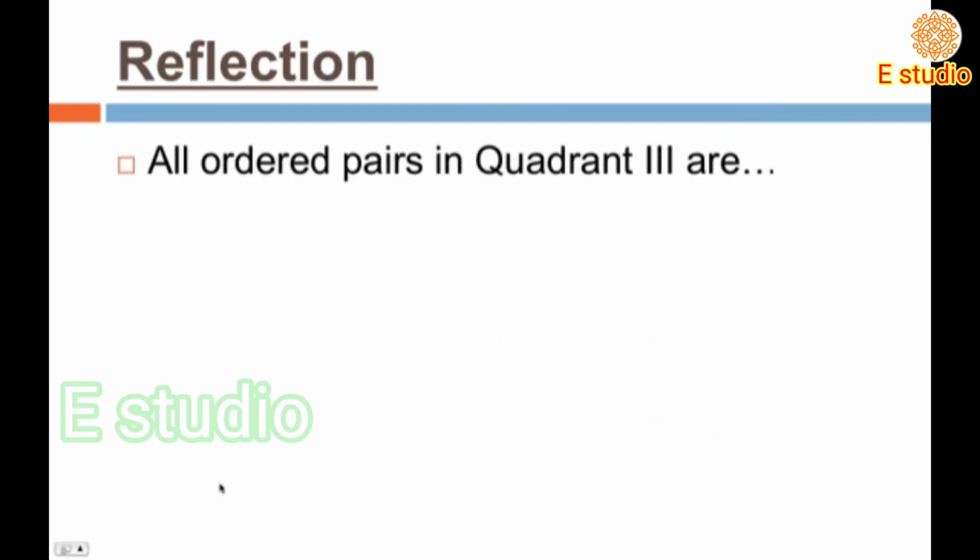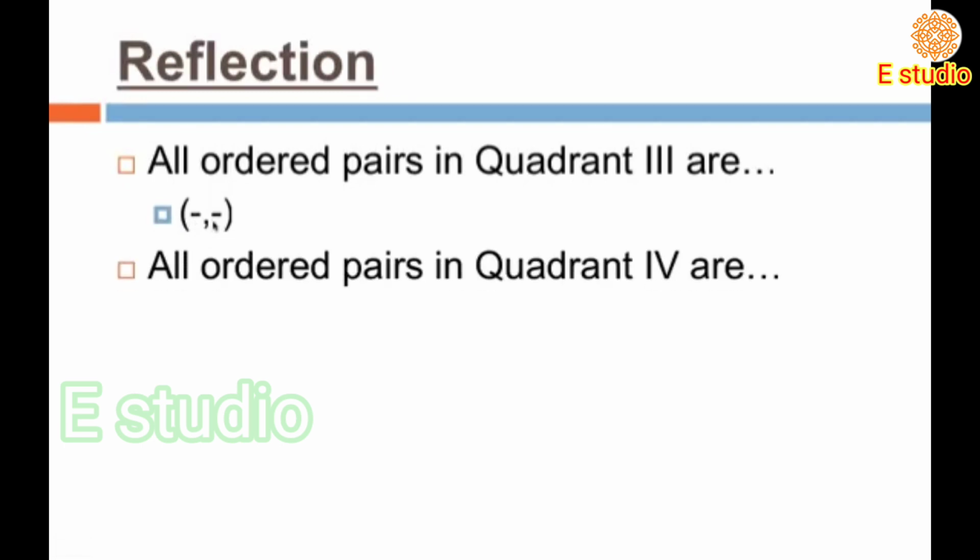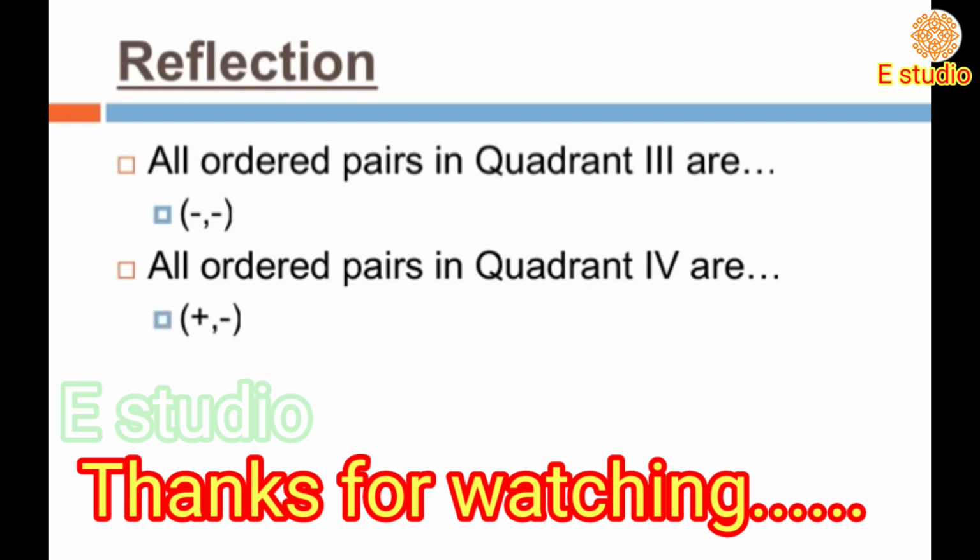All ordered pairs in quadrant 3 are negative, negative. That means the first coordinate, the x-coordinate, is negative and the y-coordinate is also negative. And all ordered pairs in quadrant 4 are positive, negative. And this means that the x-coordinate, the first coordinate here, would be a positive number and the y-coordinate right here would be a negative number.